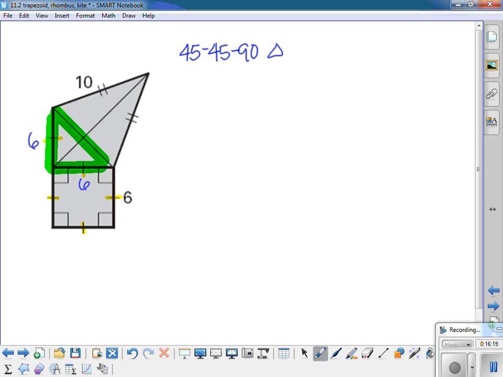So I can figure out one diagonal because it's the hypotenuse of my 45, 45, 90. So my leg is equal to 6. That means that my hypotenuse is equal to 6 root 2. And so I know that this part now is 6 root 2. That's one of my diagonals. But I've got to find the other diagonal as well.